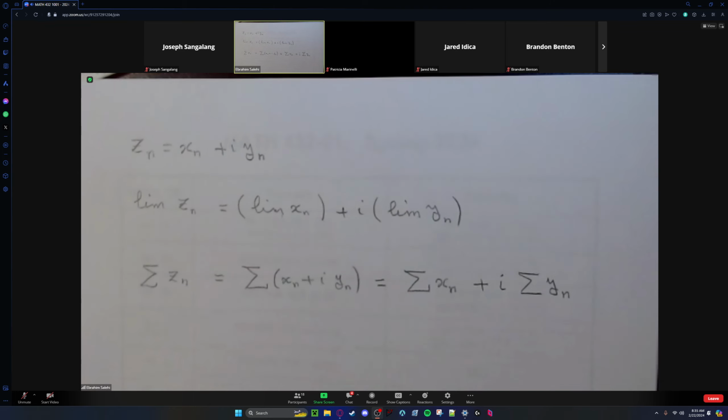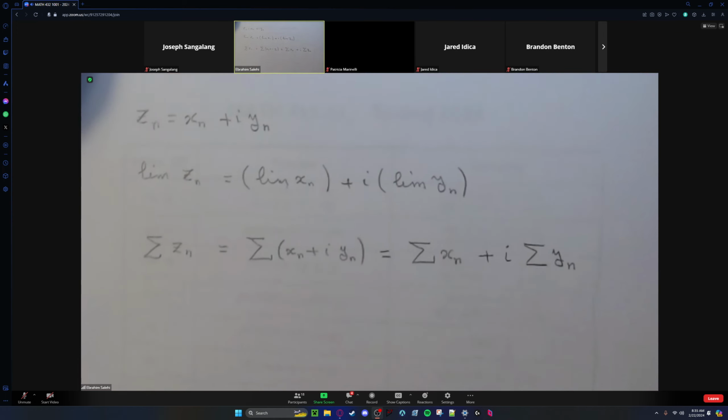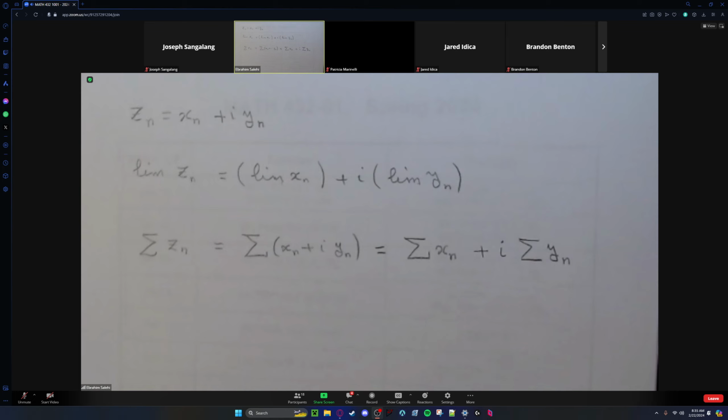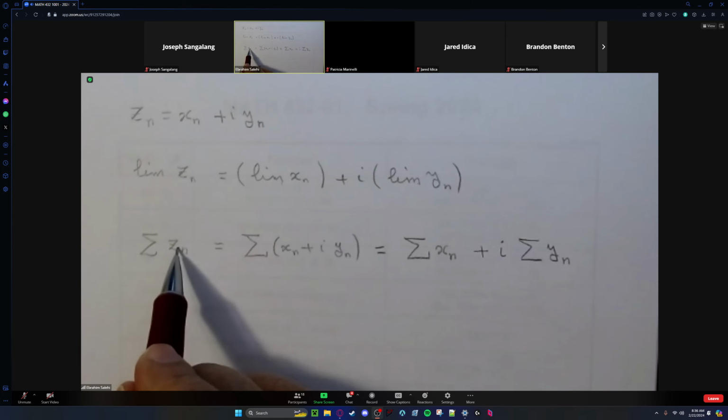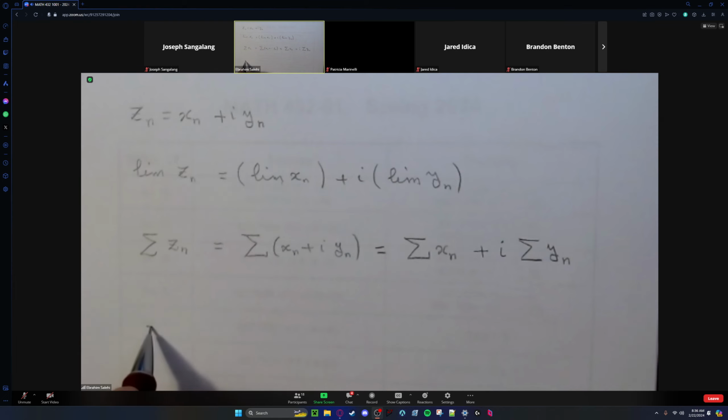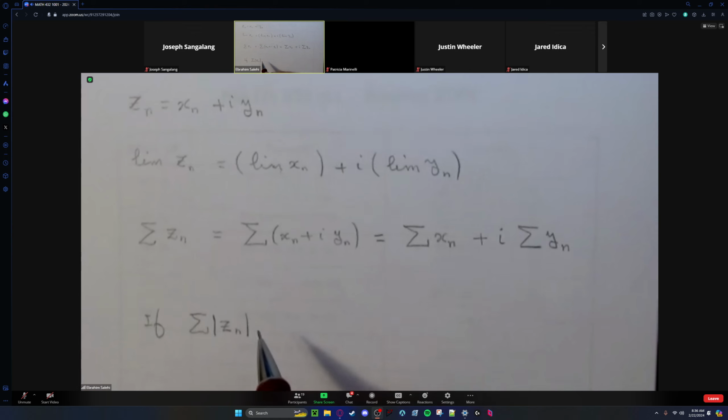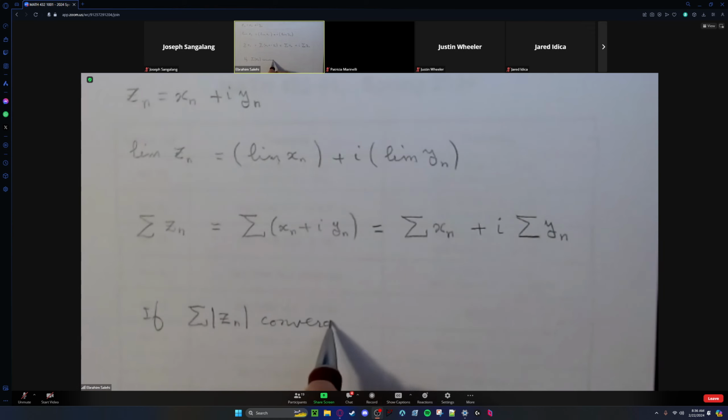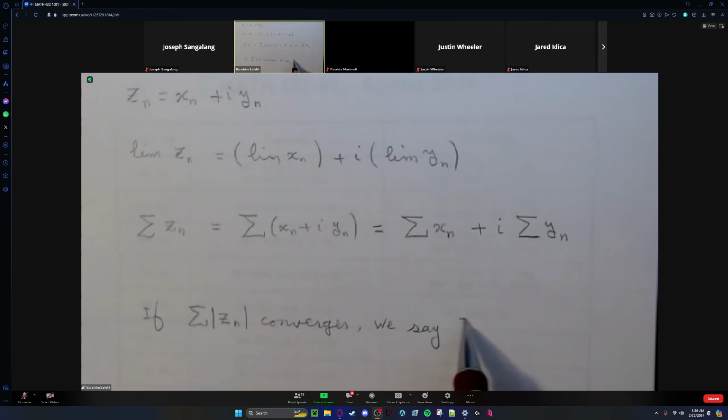Now, something very interesting here is when you take the modulus of Zn. If the series of the modulus converges, we say this original series converges absolutely, all right?